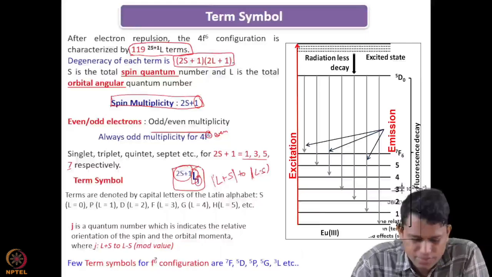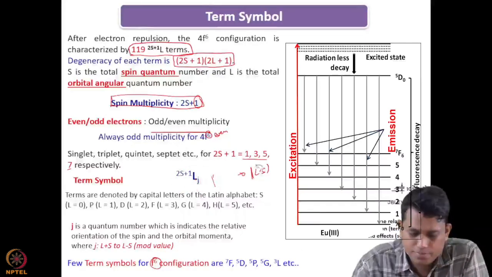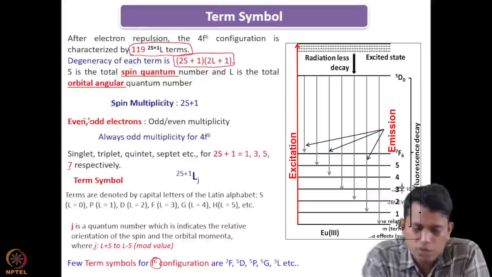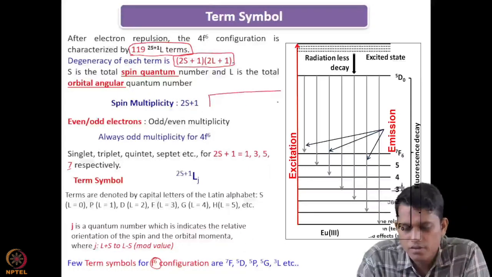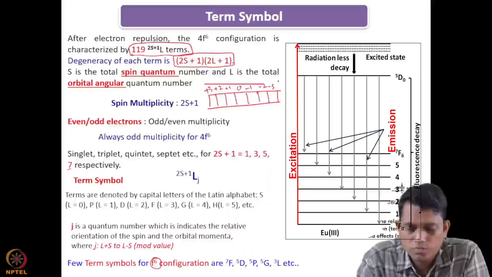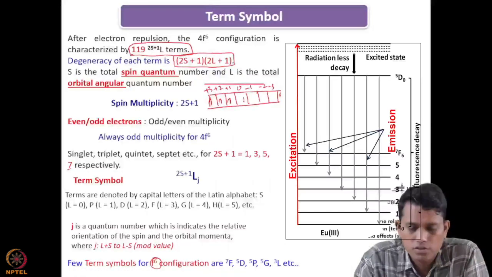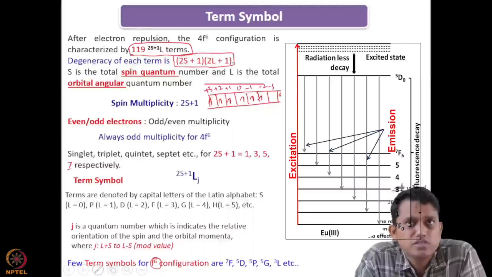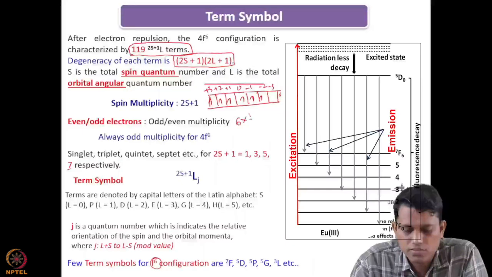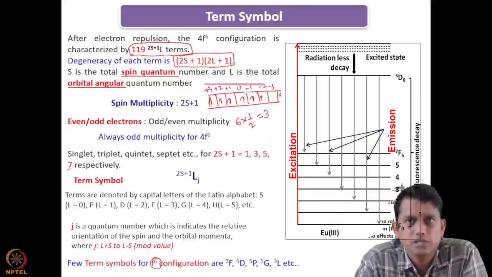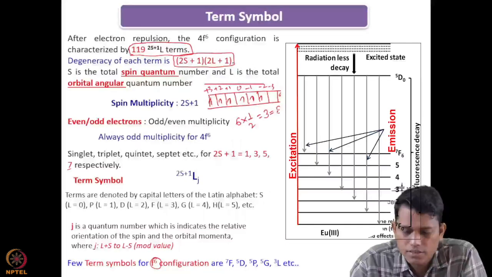If you have a system like f6, I'll just give you the ground state. You try 1, 2, 3, 4, 5, 6. You should say plus 3, plus 2, plus 1, 0, minus 1, minus 2, minus 3. And if 6 electrons fill up, you start like 1, 2, 3, 4, 5, 6. If you see the total spin, since you have 6 electrons and everybody has a spin of half, the total spin is 3.